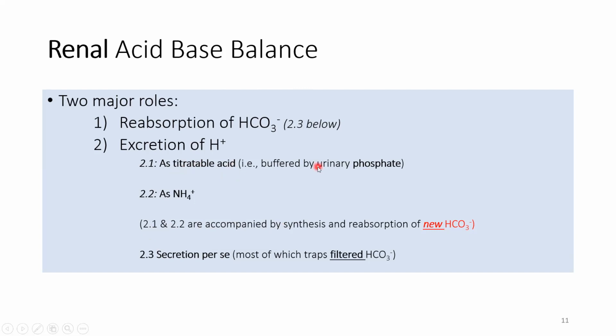These two, the titration of hydrogen against phosphate and the combination of hydrogen with ammonia to make ammonium, they form new bicarbonate. They form new bicarbonate. Basically, this new bicarbonate is formed, created. This bicarbonate is filtered, so it is coming from your plasma. This is filtered bicarbonate. That's why I've given it a different color. It's formed by the kidney.